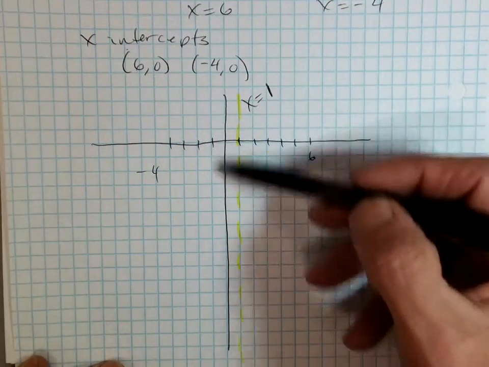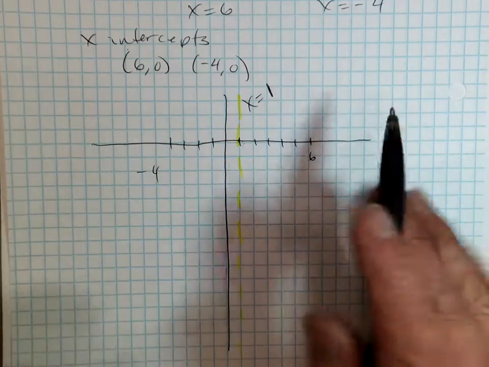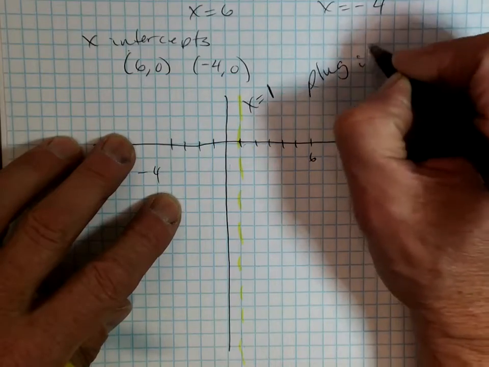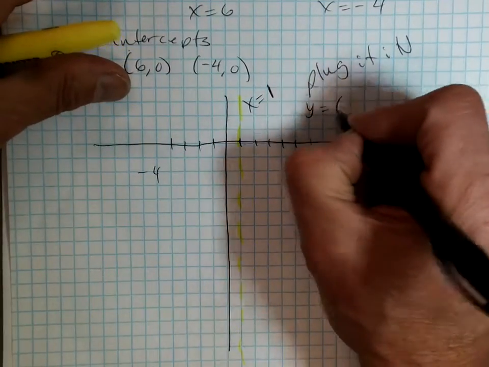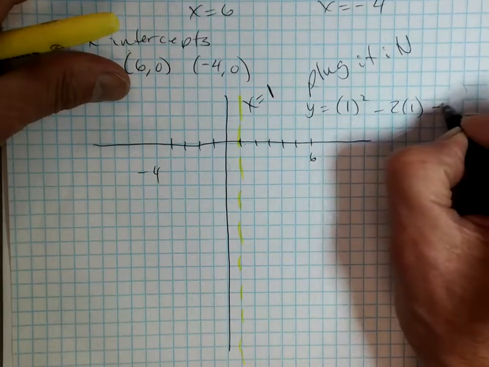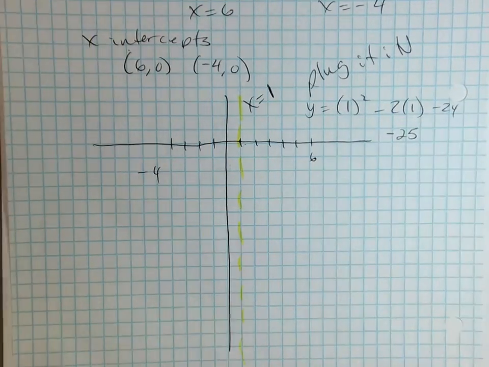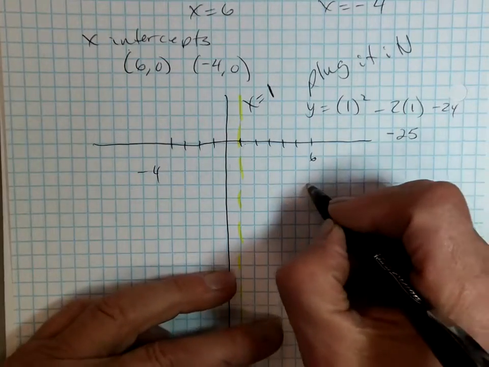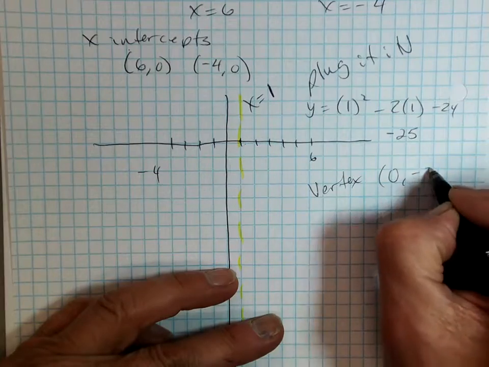Now, 1 what? Isn't the y value way down here somewhere? Plug it in. So if I plug in my 1, I'm going to go to y equals 1 squared minus 2 times 1 minus 24, which should give me a negative 25. So that is going to be my vertex. My vertex is at (1, negative 25).